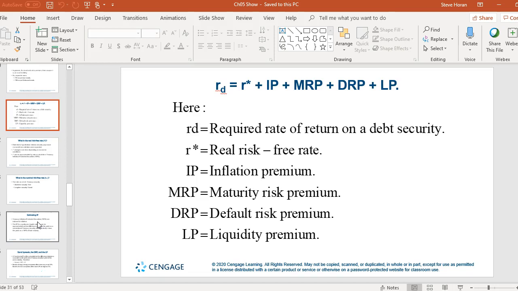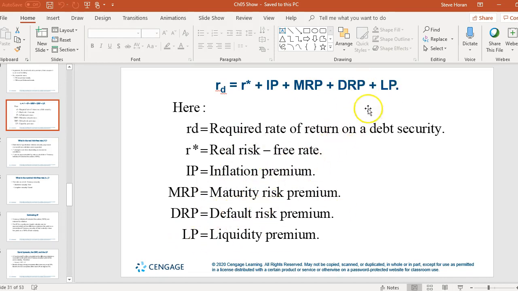So as I mentioned earlier, interest rates fluctuate daily in the marketplace, but individual bonds may have different required returns based on a number of factors. This shows you what all those factors are that go into determining interest rates on a bond. Whenever you see R star, the R with the asterisk, that's what they call the risk-free rate of return. Generally, we look at the 10-year Treasury bond, and we would say that is the risk-free rate, the 10-year T bond. R sub D is the required rate of return. IP is inflation premium. MRP is maturity risk premium. DRP is default risk premium.